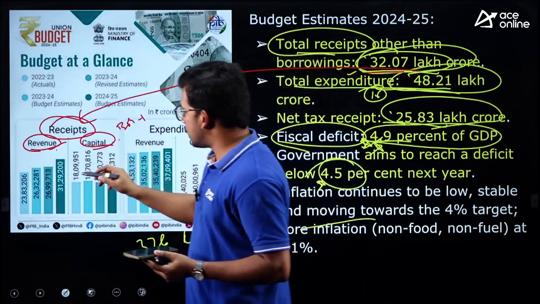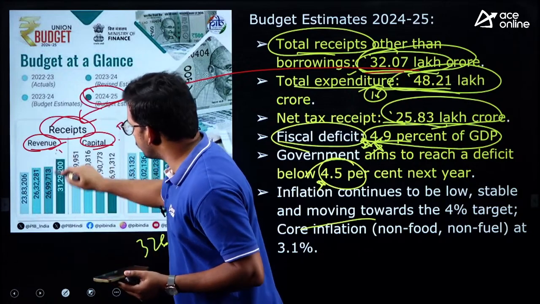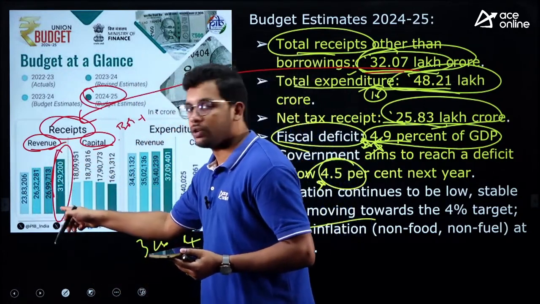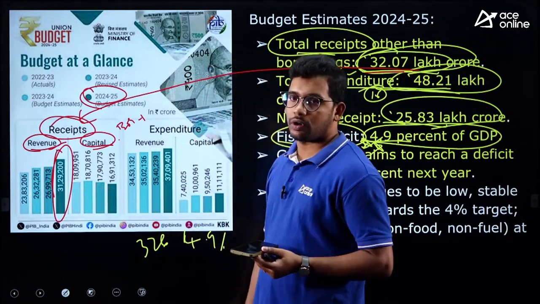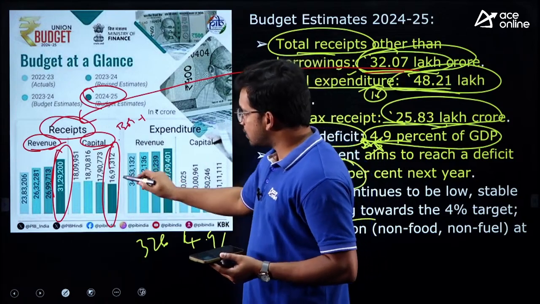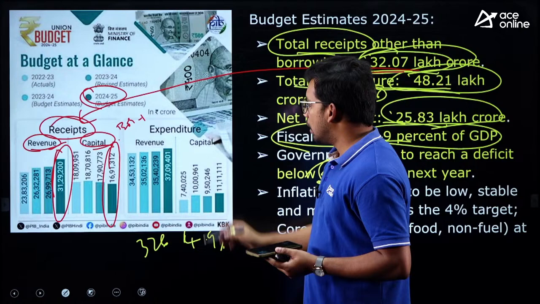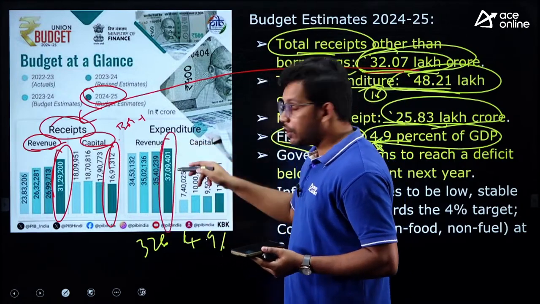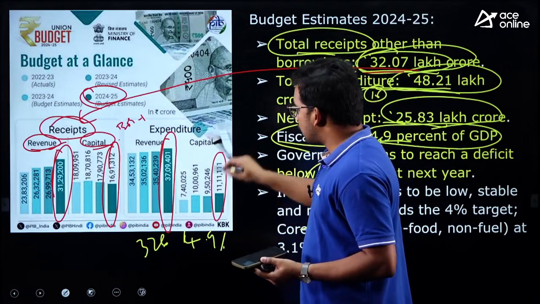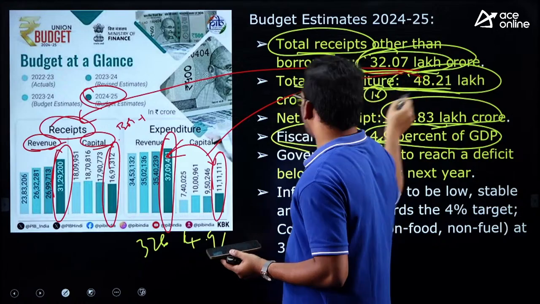So what is the current year? You can see this for the year 2024-25. This is the total revenue, you need to remember this number, right. So total revenue receipts is 31,29,200 crores, and the total capital receipts is 16,97,312 crores. The revenue expenditure is 37 lakh crores, and capital expenditure is 11 lakh.